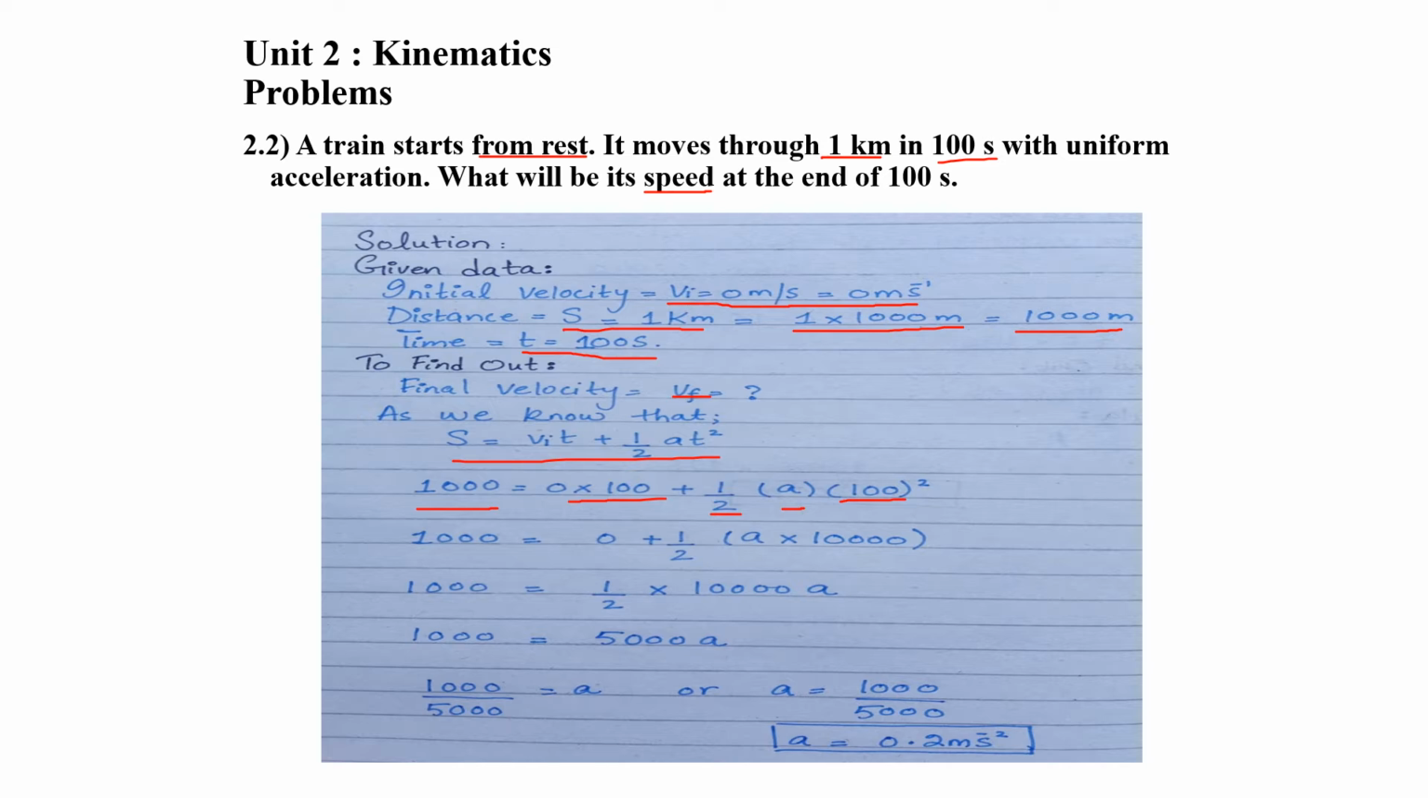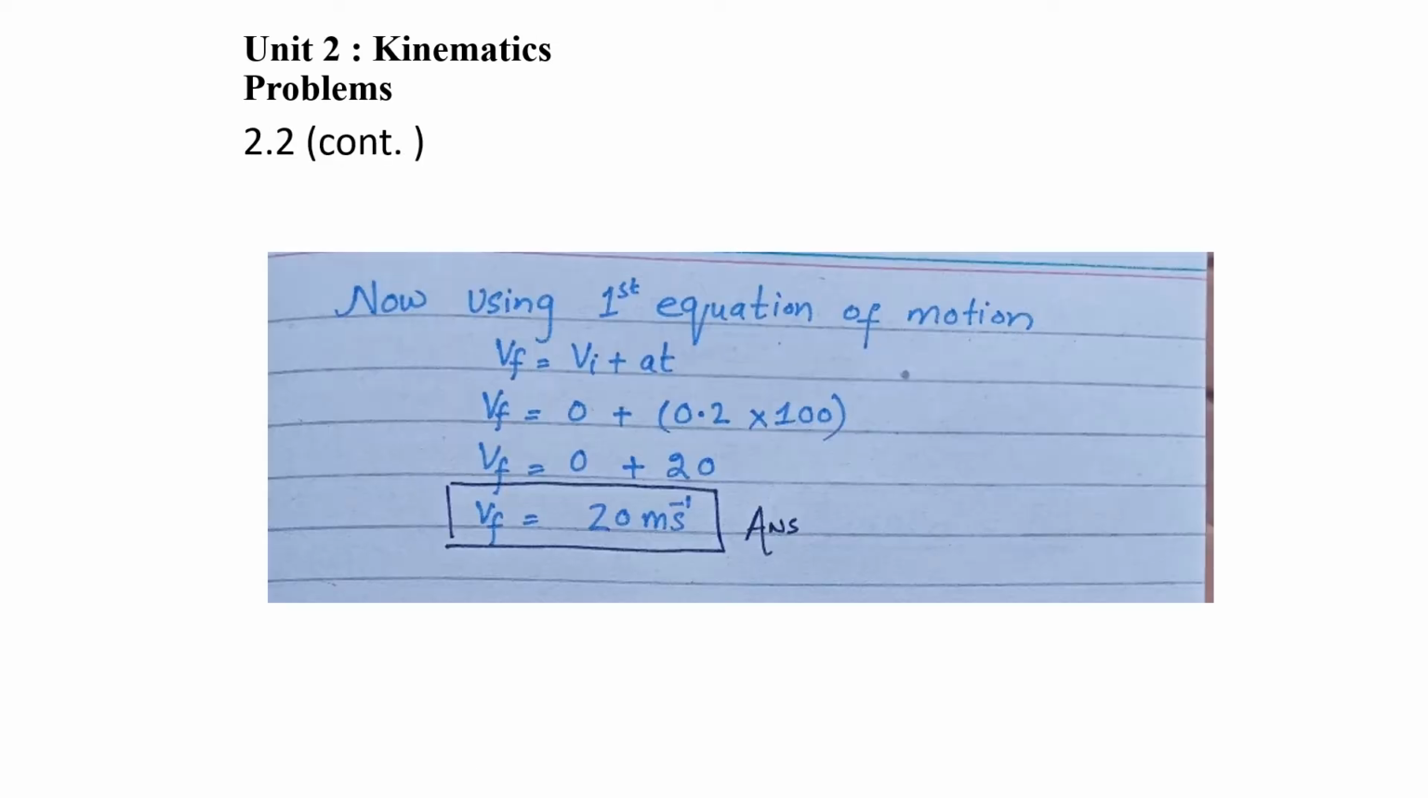So if we just simplify it, we will get 1000 is equal to 5000 a, and if we just multiply, we will get acceleration is equal to 0.2 meter per second square. So as we have found the value of a, now we will use this value in the first equation of motion to get the value of final velocity. So the first equation is given by Vf is equal to Vi plus at. So Vi is 0, acceleration is 0.2 multiplied by 100, and when we simplify it, we will get the final velocity is 20 meter per second.